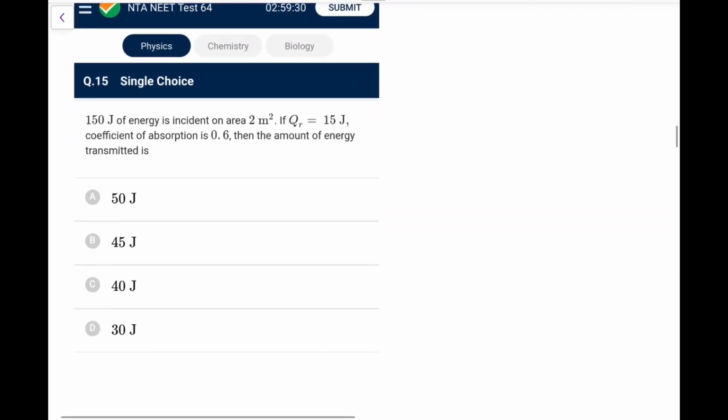Next. 150 joule of energy is incident on 2 meter square area. If Q reflected is 15, the coefficient of absorption is 0.6, and we need the amount of energy transmitted. A similar question is asked again and again. So reflected is 15, absorbed would be 0.6 into 150, that means 90 joules. So 90 and 15, 105 is gone, so the transmitted one would be 45 joules. So again, it's an easy one for you. This is 45 joule.